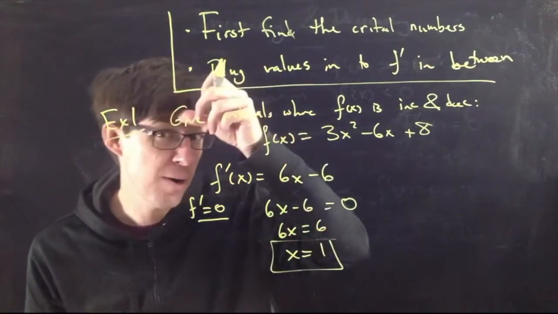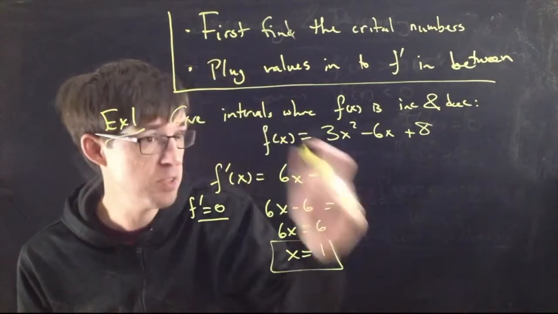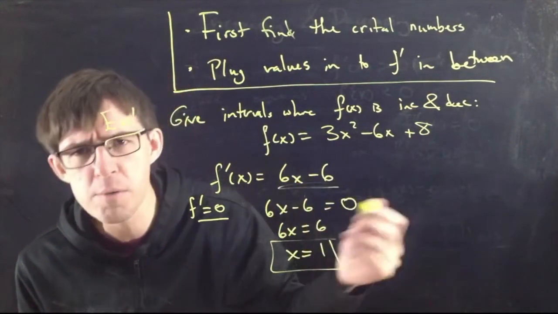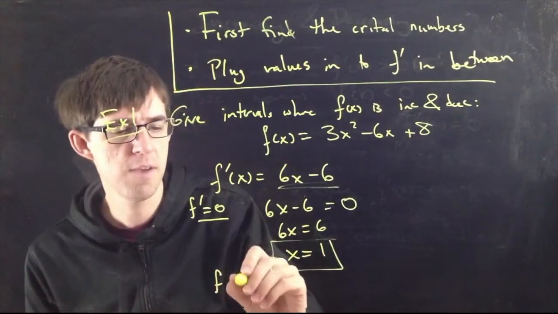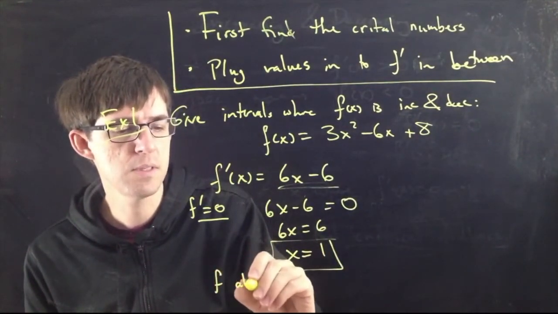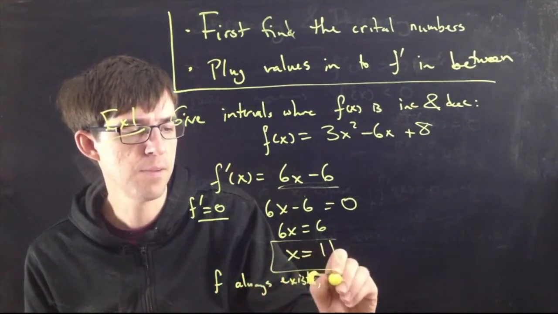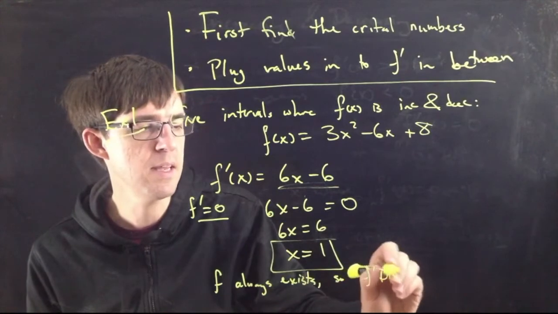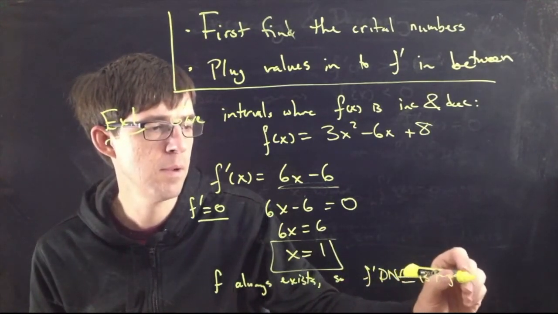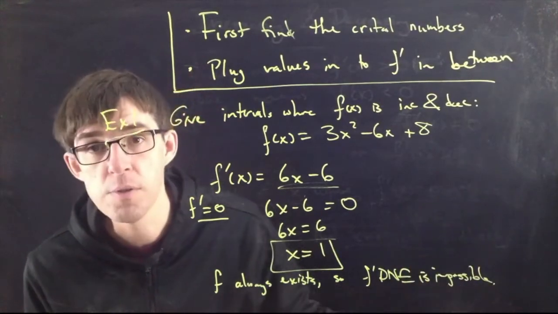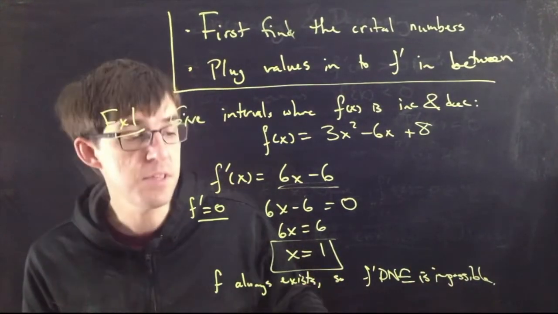We should also think about when the derivative does not exist. That's also a possibility for a critical number. But this derivative here has no denominator, which might be 0 or something like that. This derivative always exists. So I'll just say f prime always exists. So f prime DNE is impossible. So we don't have to consider critical numbers of the form where the derivative does not exist. Okay? This is our critical number.